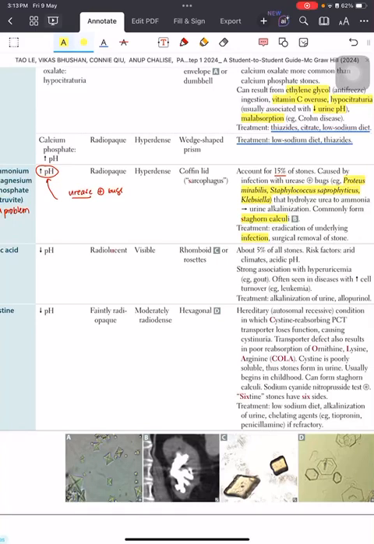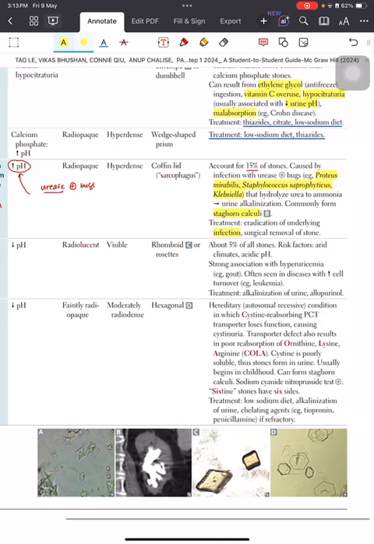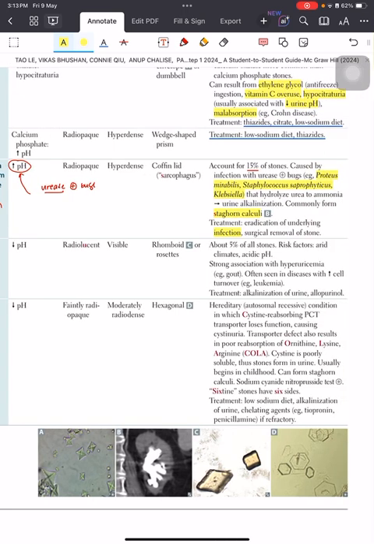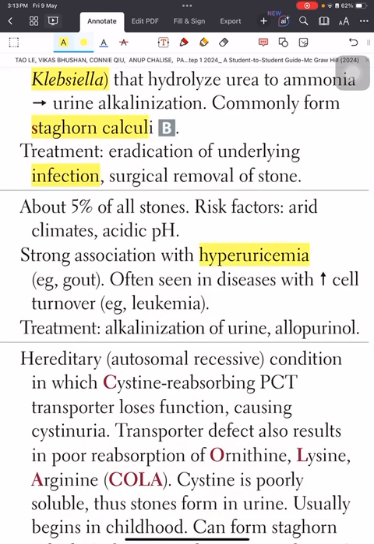Then you move on towards removing the stones. Next is uric acid. I think uric acid is pretty obvious. It accounts for 5% of the stones, and it has a strong association with hyperuricemia, but it can also be seen with other diseases.